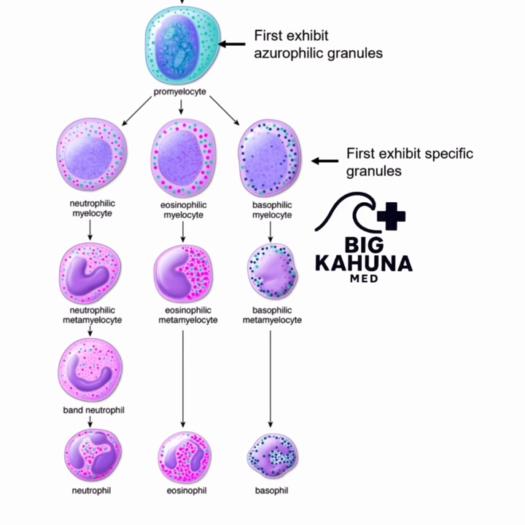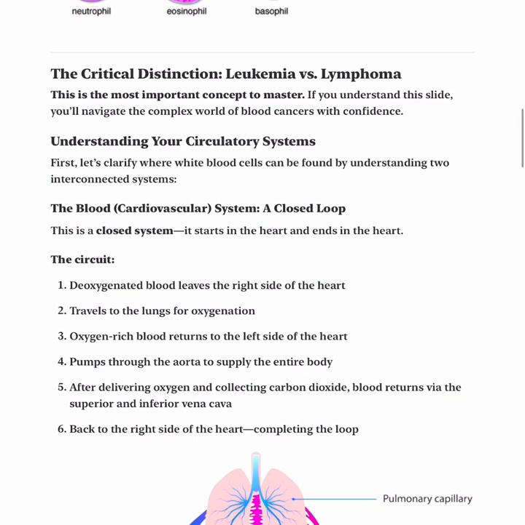Next up, we're going to be getting into lymphoma versus leukemia. Now, before we get into the specifics, let's first understand the circulatory system. So we have to clarify where white blood cells can be found by understanding two interconnected systems. The first part of the system is the blood, aka cardiovascular system.